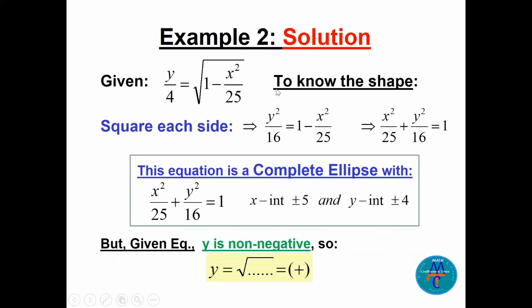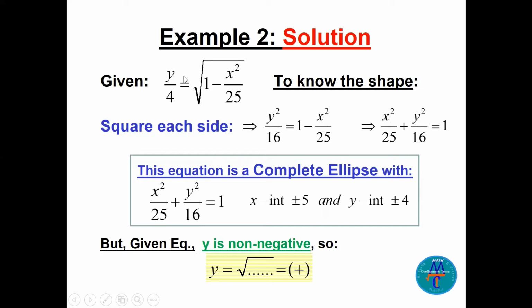To know the shape, the exact shape of the given equation, because remember guys, we have to graph this one here. To know the shape, square each side. Just to know the shape. So y squared over 16 is equal to 1 minus x squared over 25. Rearrange it. What do we get here? Complete ellipse. You see this one? This is the same complete ellipse.